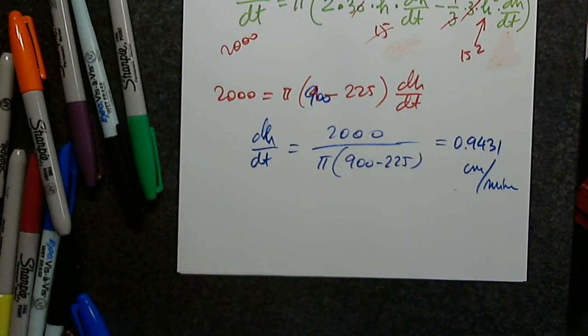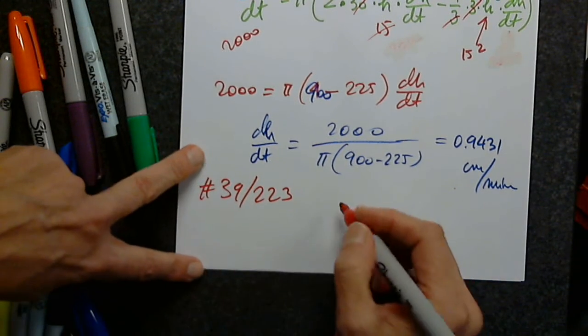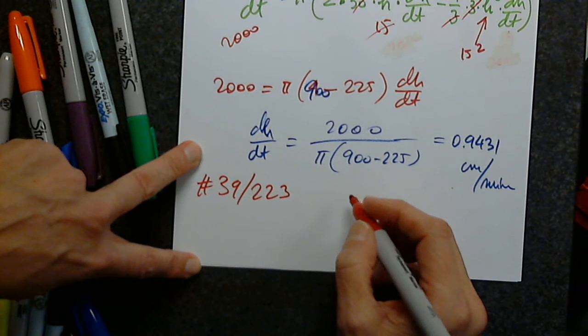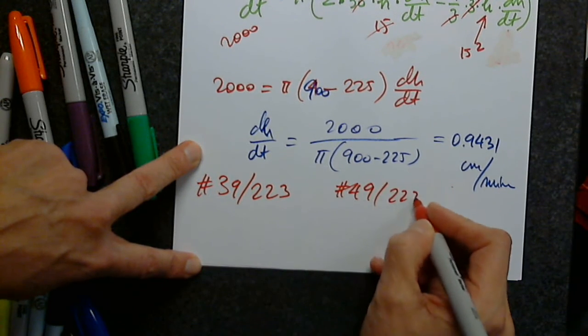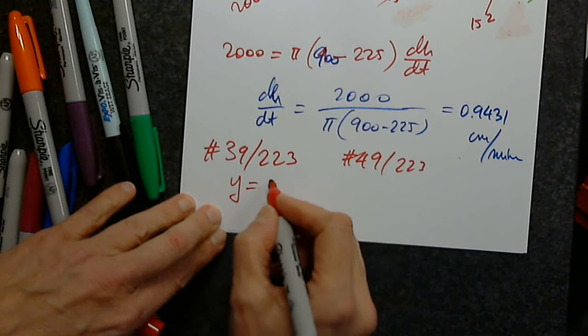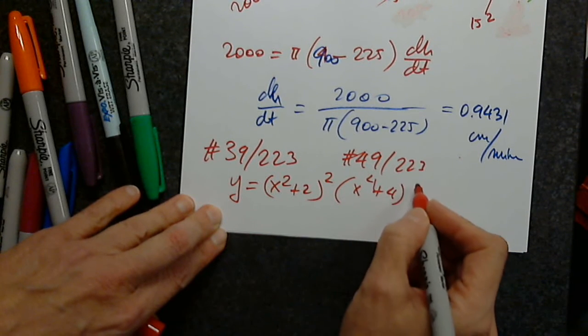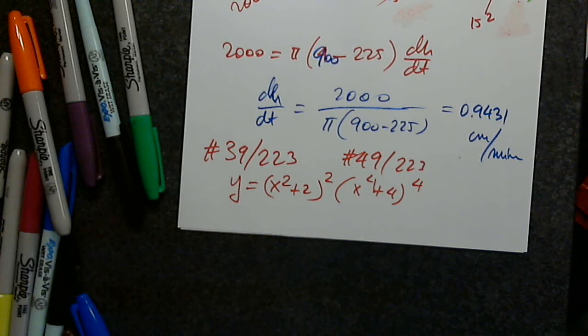Okay, next. 39 and 223, possibly either 49 as well. Perfect. So let's look at 39 on 223. I see. So y equals x squared plus 2 squared times x to the fourth plus 4 to the fourth. They say use logarithmic differentiation to find the derivative.